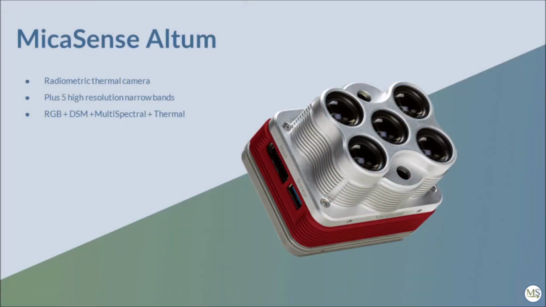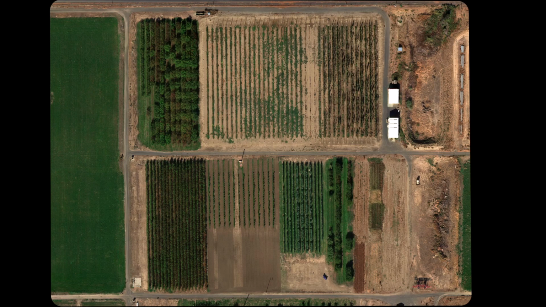In this video, we're going to explore sample data from a MicaSense Altum sensor. The dataset we'll be looking at was captured in eastern Washington and showcases a number of different crops, including apple and cherry orchards, dormant hops, and a section of alfalfa field.